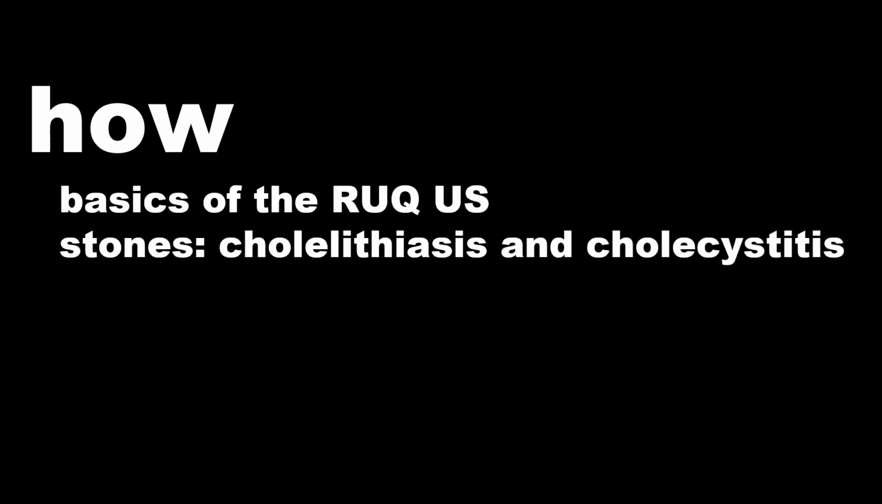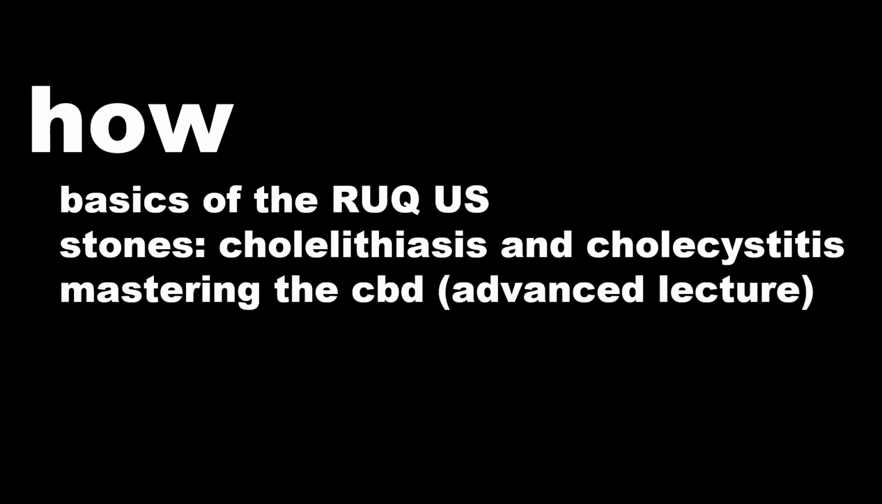Next, we talked about gallstones, cholelithiasis, and cholecystitis. Remember, stones come in all different shapes and sizes. They can be large or they can be small, so pay attention to the posterior shadowing. Second, cholecystitis is a clinical diagnosis, and remember that the ultrasound is really just an adjunct. In the more advanced lecture, we'll talk about the common bile duct and how to master finding the common bile duct, measuring the common bile duct, and what it may mean for use in the ED.